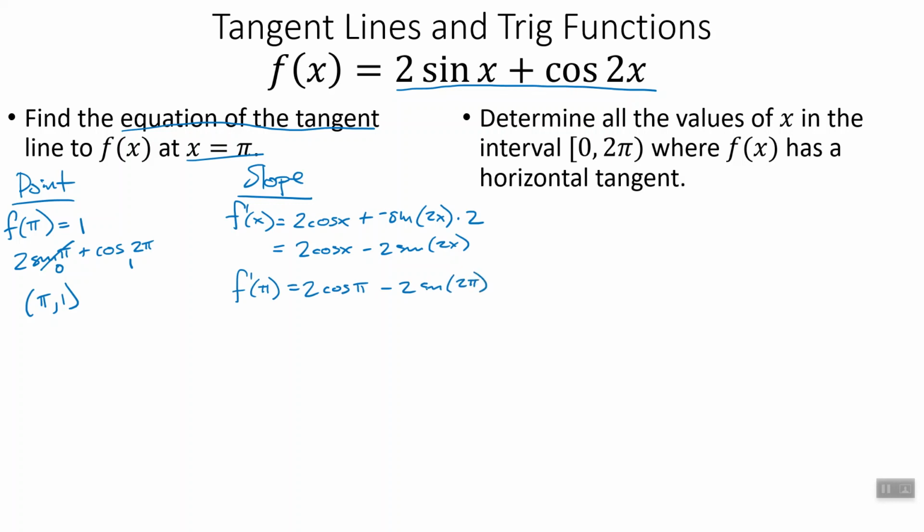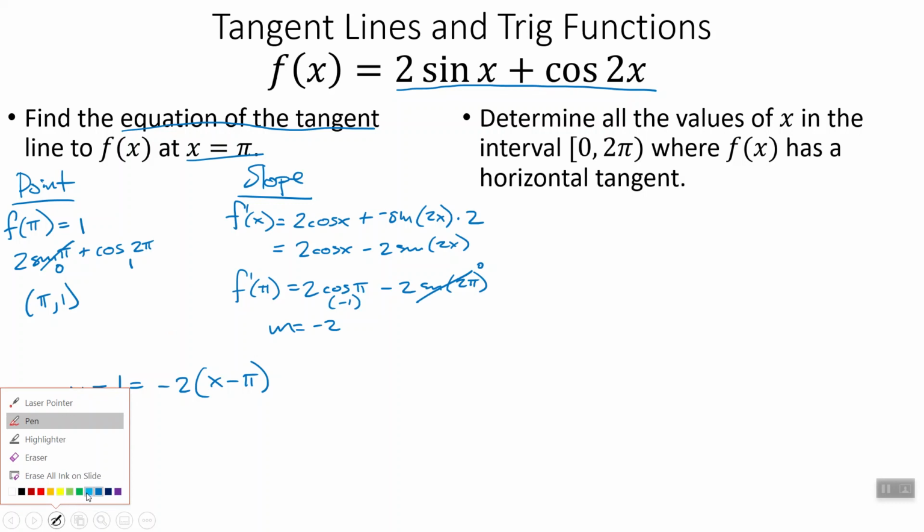So we have the 2 in there, 2 times pi. Remember, sine of any integer multiple of pi is 0, so this is going to be 0. Cosine of pi is negative 1. It starts high and then goes down, so it's negative 1 there, and we get negative 2 as our slope. So now we have a point and a slope. So we say y minus our y value equals our slope, negative 2, times x minus our x value. Done. All right, let's change colors, and we'll tackle the next one.